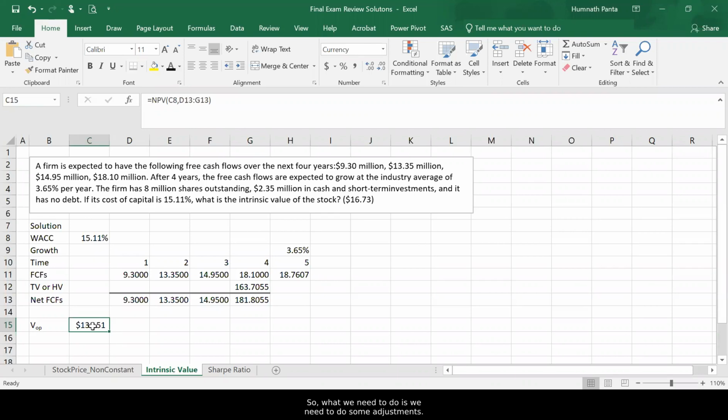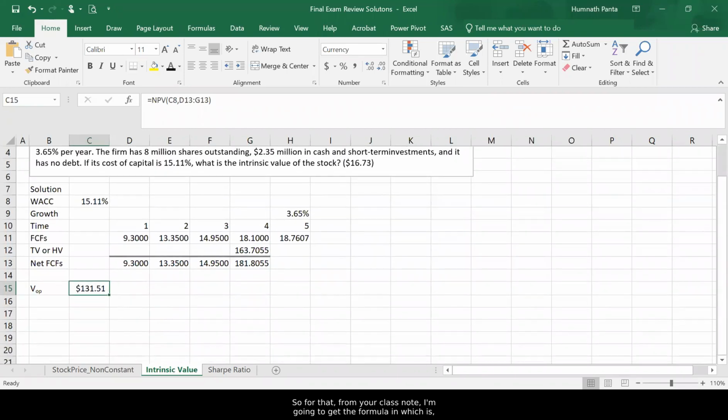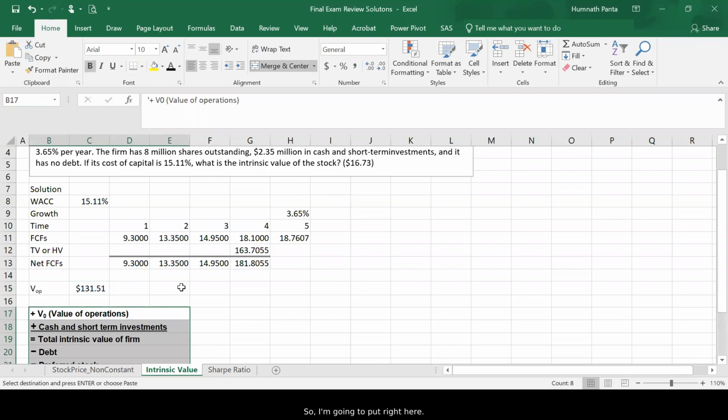So what we need to do is some adjustments. For that, from your class notes, I'm going to get the formula, which I have shared with you a lot of times. So I'm going to copy the formula from your class notes and put it right here.